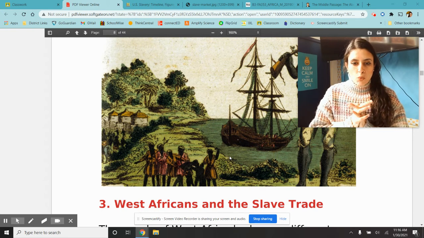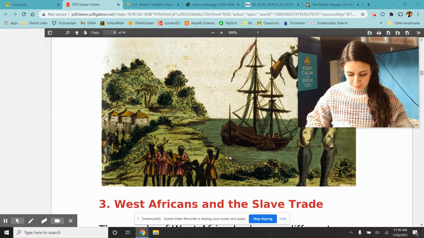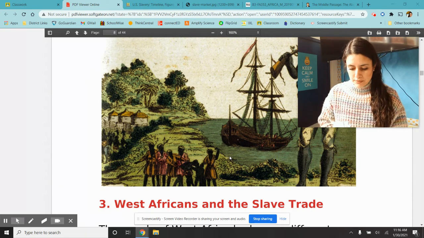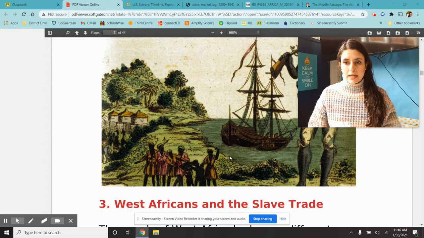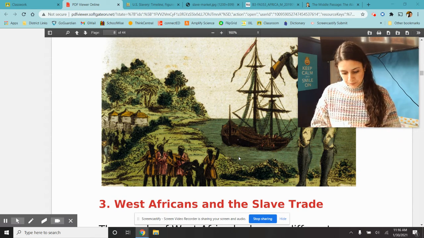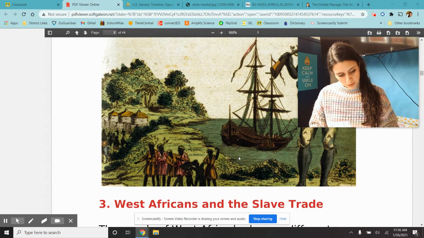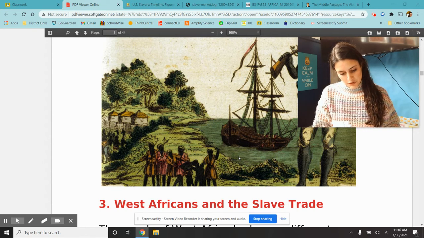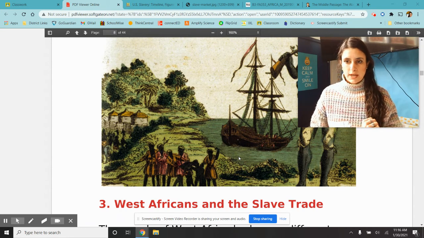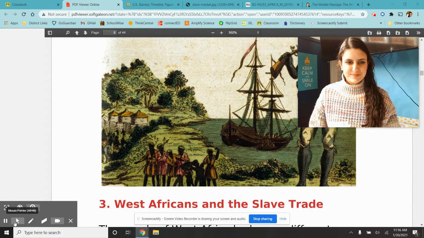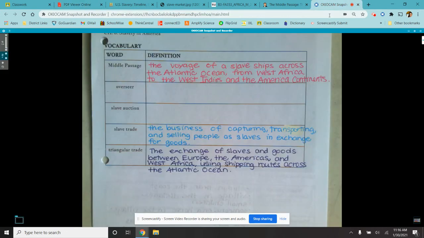All right, so if you have your packet first, we're going to go over some vocabulary, and then after vocabulary, we're going to read section 3 and go over the illustration for section 3, and then I will read the triangular trade, section 4, and go over the picture for section 4. So we're going to do section 3 and section 4 today. All right, so let's start with vocabulary.